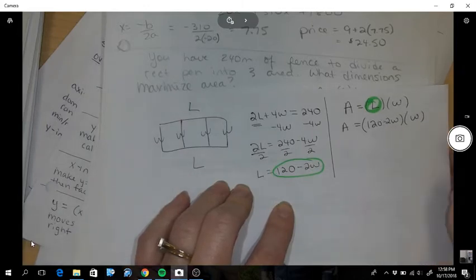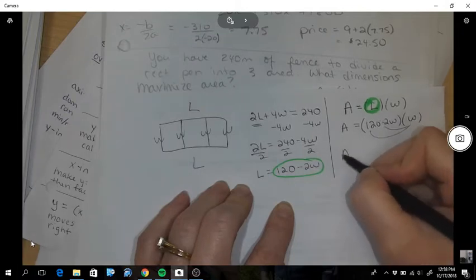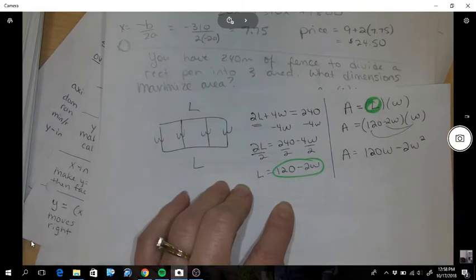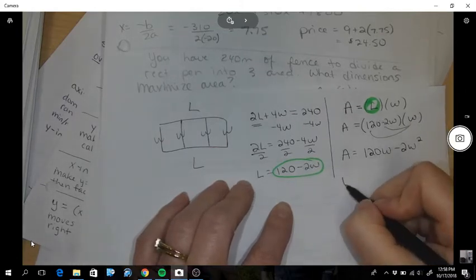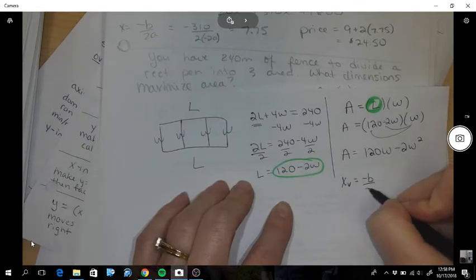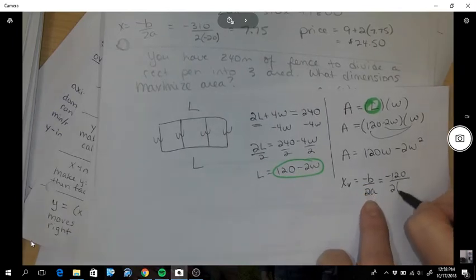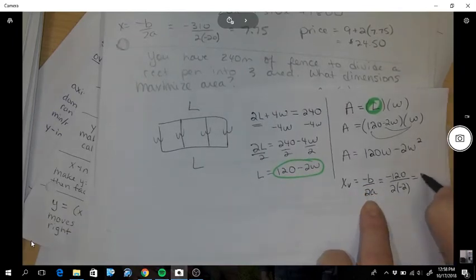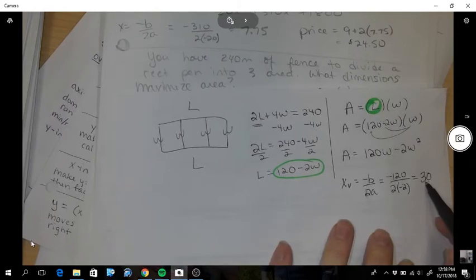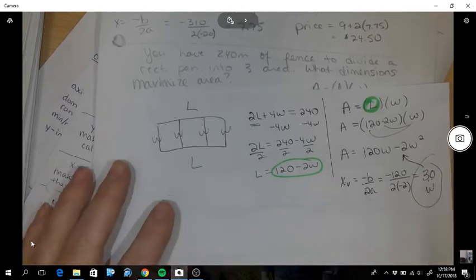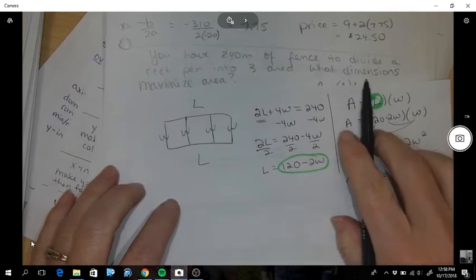Same as last time. You started with an equation. You need to expand it out. 120W minus 2W squared. Now I have my equation. So the x of my vertex is negative b over 2a. Negative b is negative 120 over 2 times negative 2. So negative 120 over negative 4 is 30. But this is not my x of my vertex. This is my w. I don't have an x, I have a w. So find the dimensions that maximize your area.